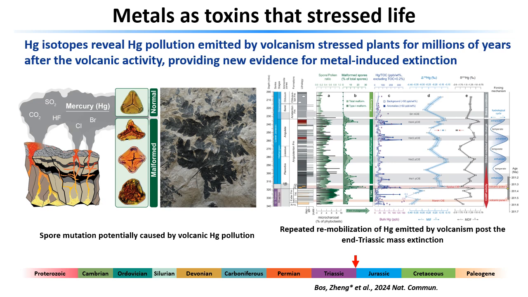The second case is the toxic stress of metal on the extinction of life. An example is the end-Triassic mass extinction. We know that volcanism is the dominant natural source of mercury. So large-scale volcanic emission can input a large amount of mercury into ecosystems. Here, the isotopes reveal that mercury pollution emitted by volcanism stressed plants. For example, you can see in the photo the spore mutation, even for millions of years after emission. And this provides new evidence of mercury isotopes for metal-induced extinction.